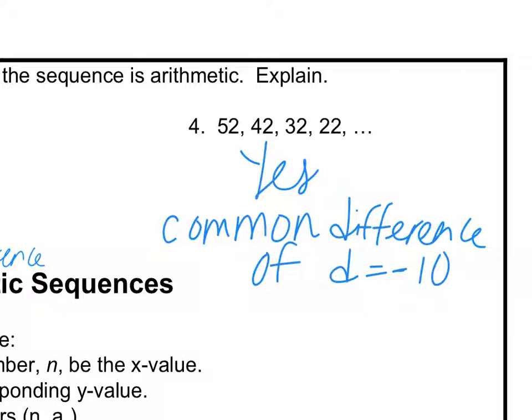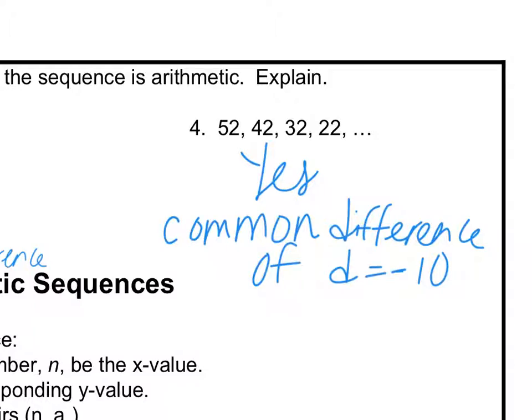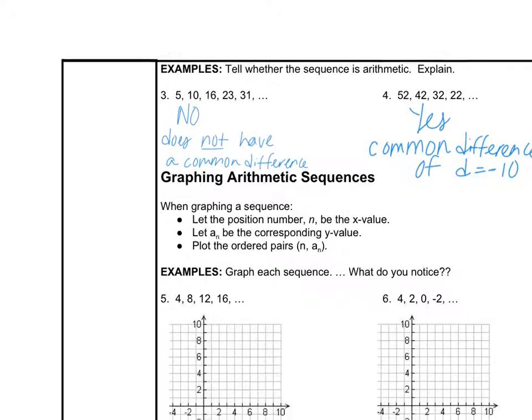Moving on. Now we're going to graph them. So here's how you do it. You're going to let the position number n, which is just what number it is in the sequence, be the x value. And then the corresponding y value will be the actual number in the sequence, a_n. Then you'll plot them as ordered pairs on a graph. We're not going to connect them, though, because it should be discrete.